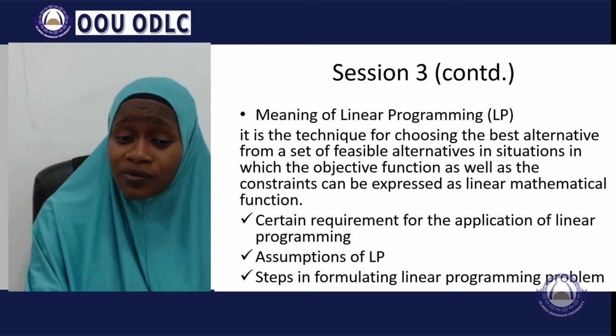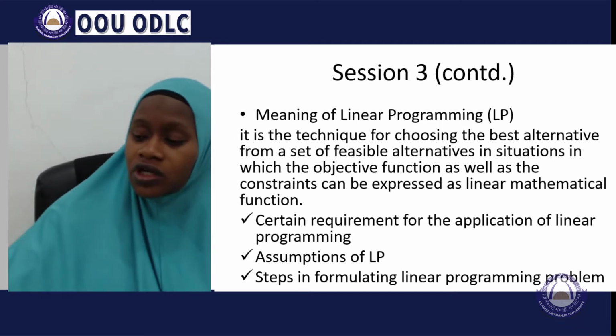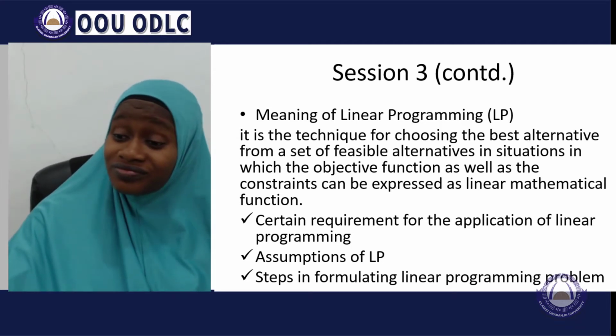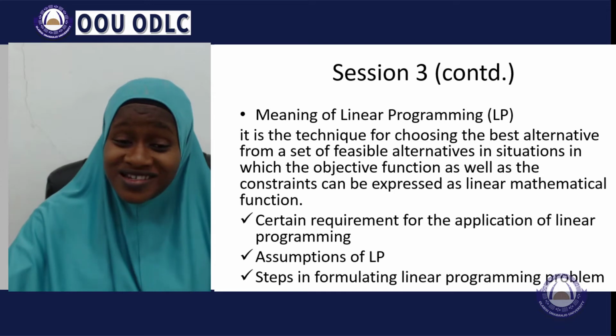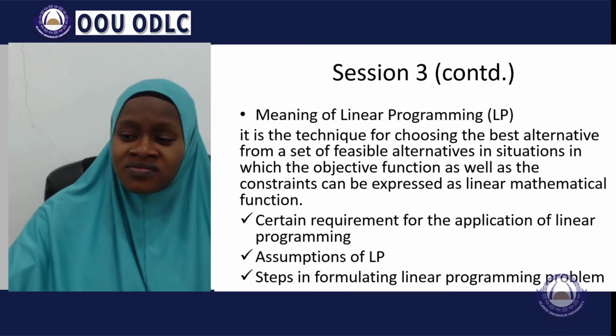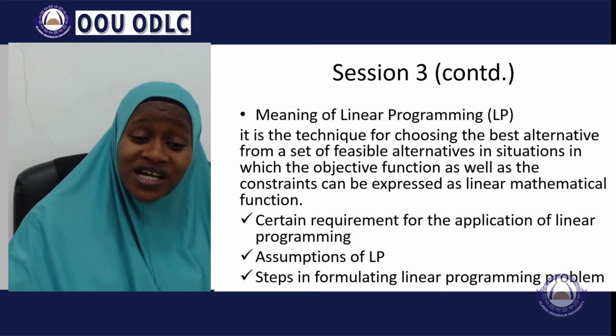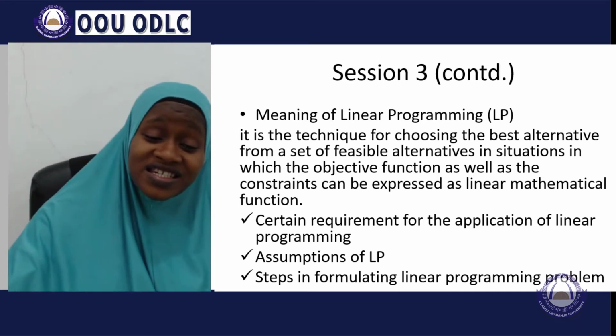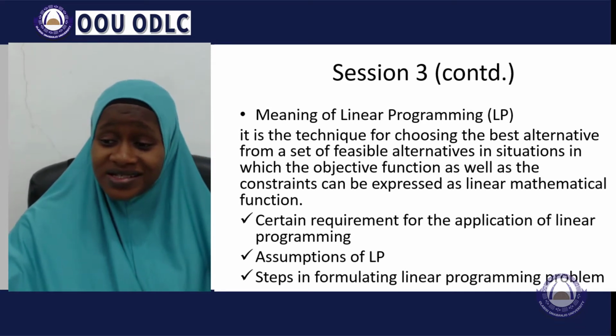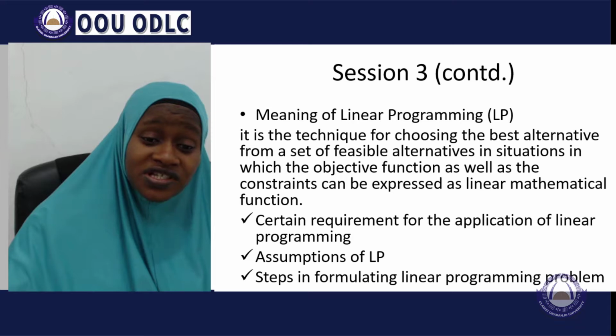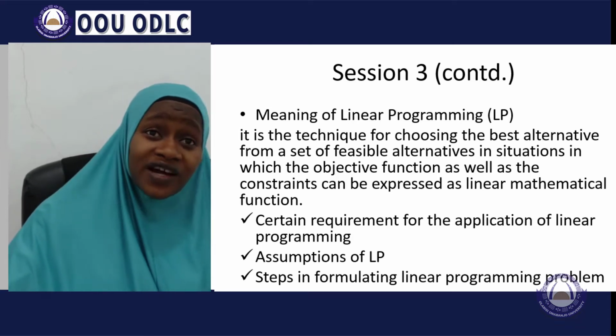So we move to the next subheading, which is the assumptions of linear programming. I'll just list some of the assumptions. One, we have proportionality, additivity, linearity, certainty, continuity, finite choices, mono objective. What do you mean by finite choices?